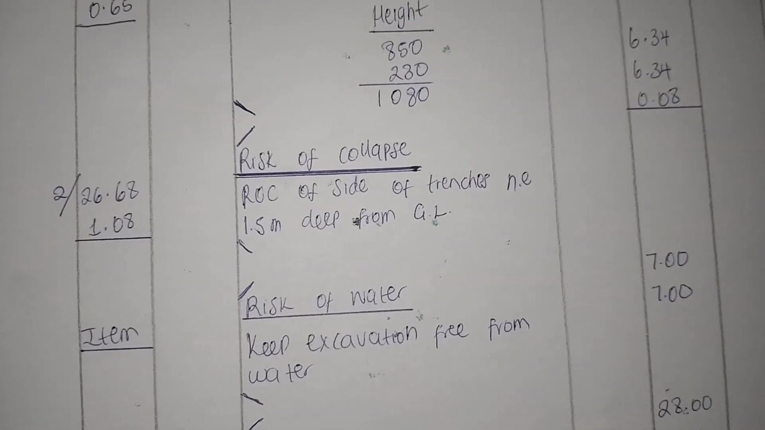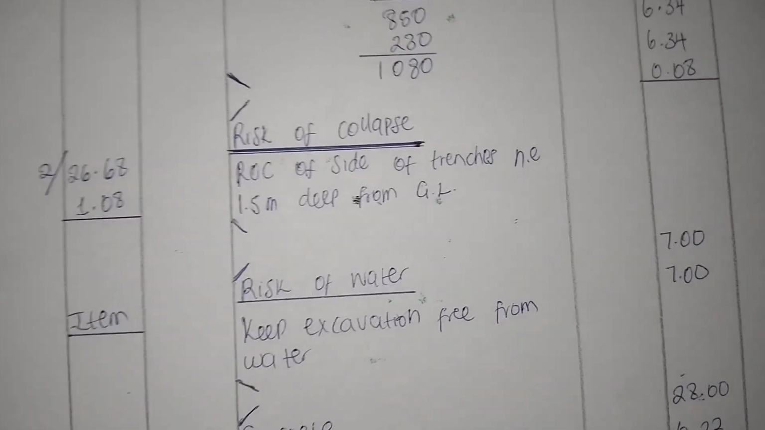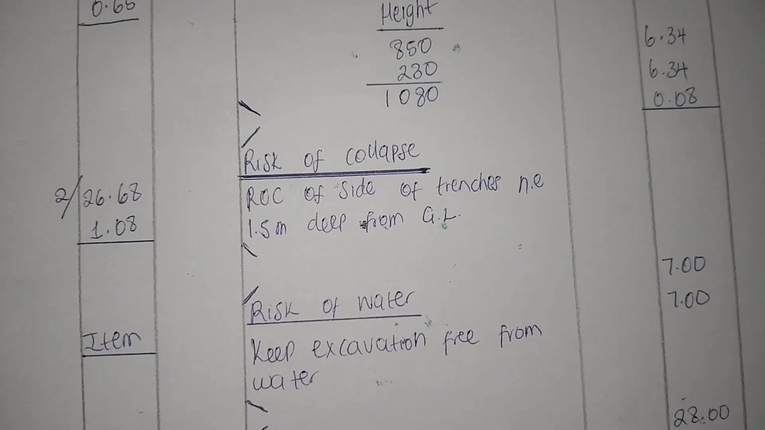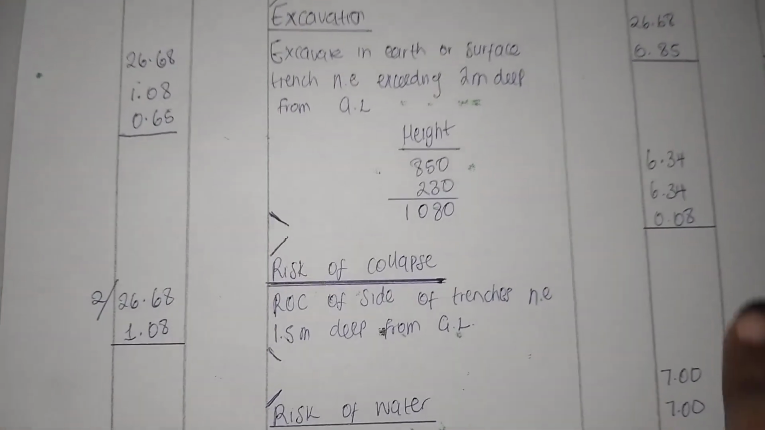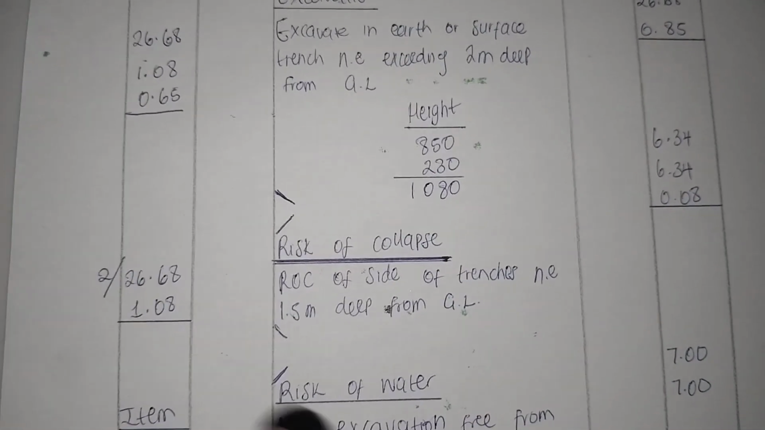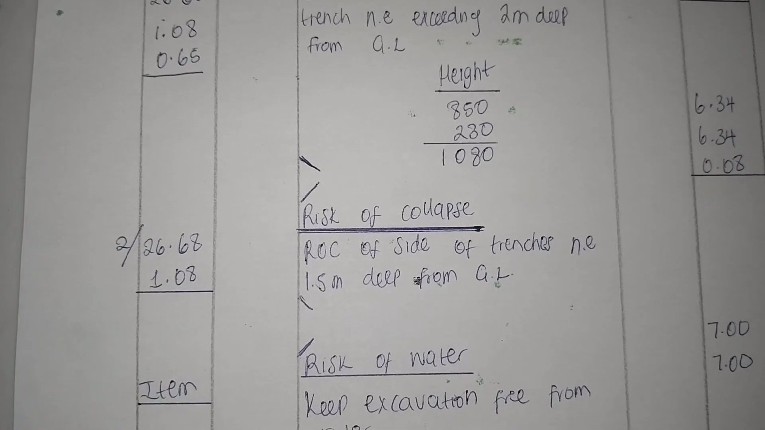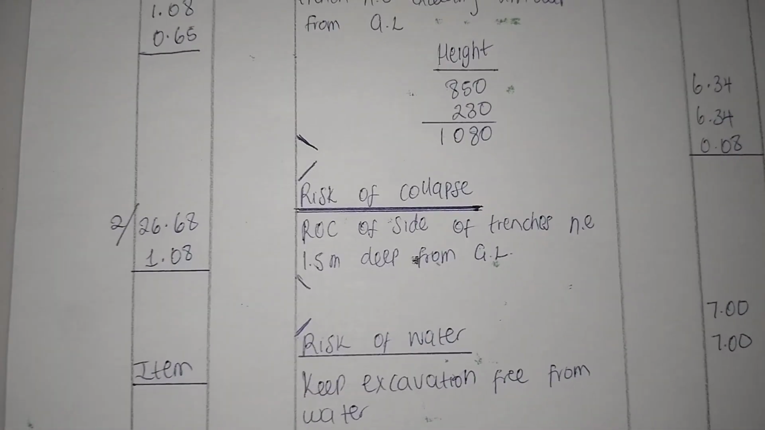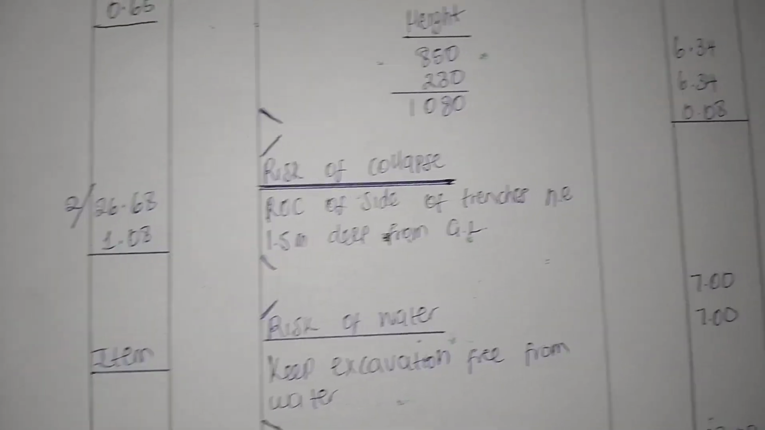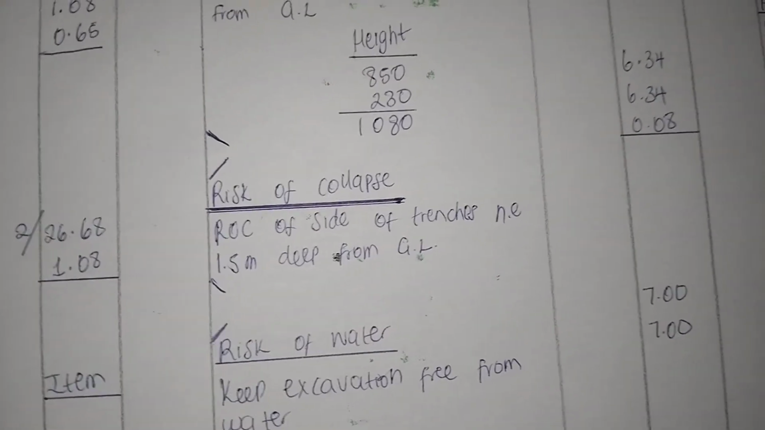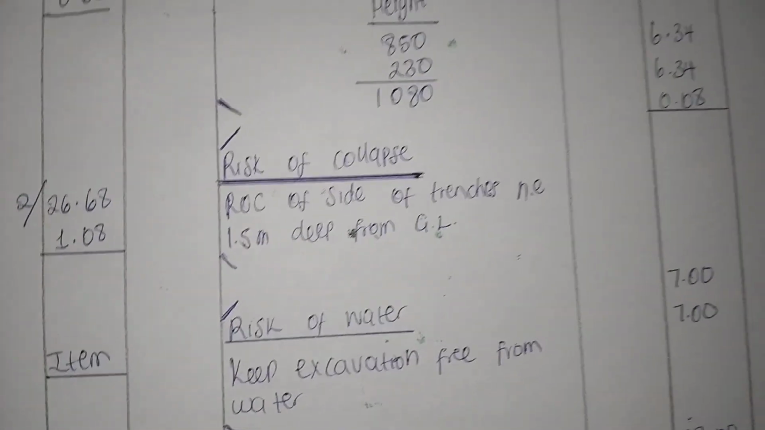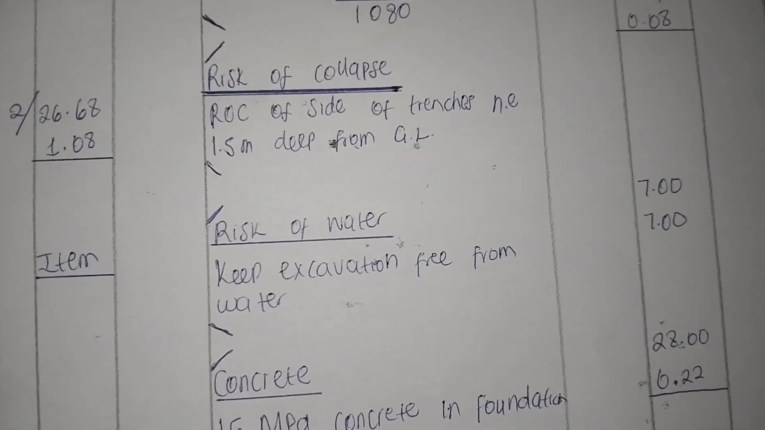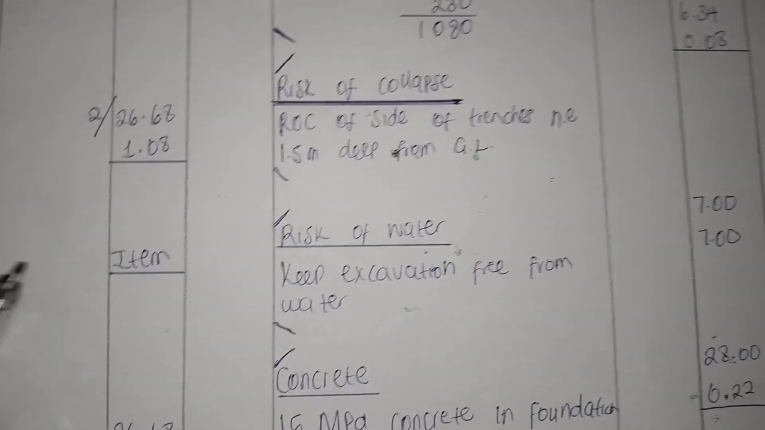Risk of collapse, remember, we're going to need the center line as well. So we write our center line 26.68. Remember our height that we got, the height of the trench was 1.08 meters. You also write it here. We're writing 2 because remember we have 2 sides when we have dug out the trench. We're going to calculate the risk of collapse of 2 sides, right? So we come to risk of water. Remember, we do not have a unit of measurement, so you just write item.